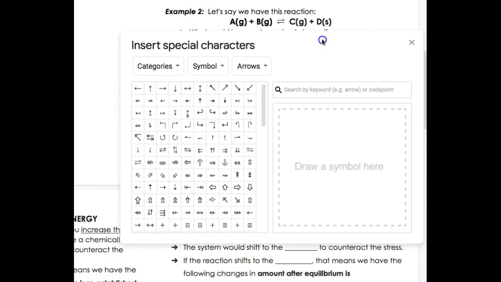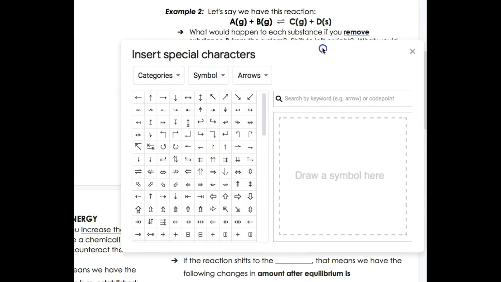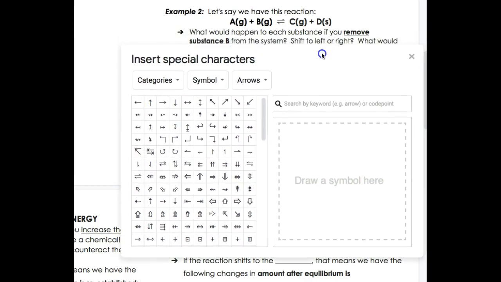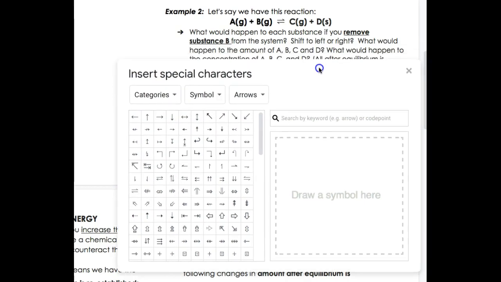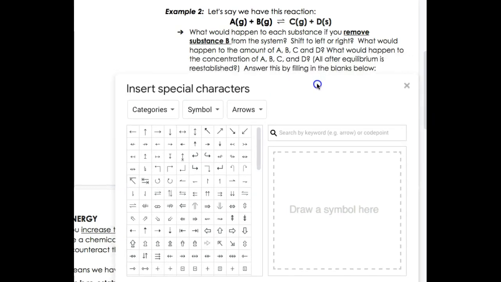It says, let's say we have the same reaction. What would happen to each substance if you remove substance B from the system? Is it going to shift to the right? Is it going to shift to the left? Are you going to have a higher A, a lower A, a higher B, a lower C, a higher D? What's going to happen to the concentrations and the amounts of each?